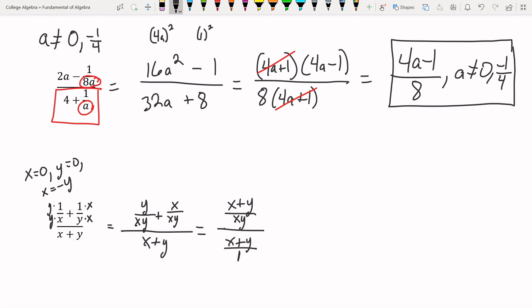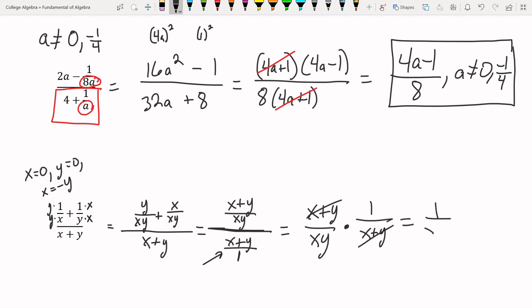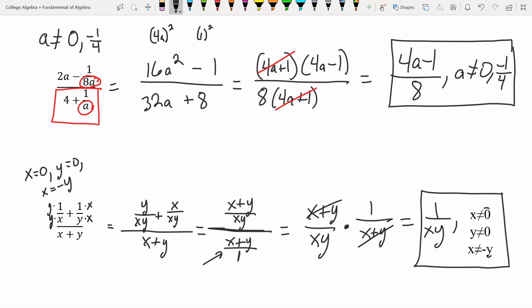Now you see that we have a division of fractions. This is the same thing as multiplying by the reciprocal, so we take the reciprocal of the denominator. We have the numerator multiplying the reciprocal of the denominator, so 1 over x plus y. Now you see that the x plus y's cancel, and we get 1 over xy, where x does not equal 0, y does not equal 0, and x does not equal negative y. And that is the simplified form of that complex fraction.